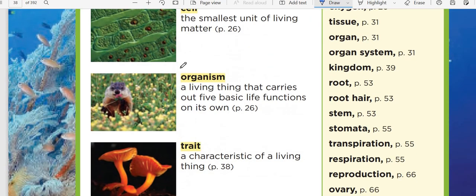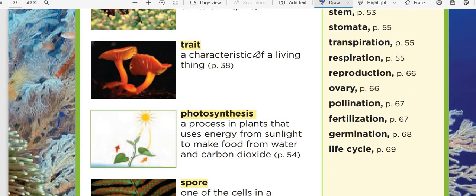Okay, what is the organism? It is the living thing that carries out five basic functions of its own, and we are going to learn what the five basic functions in living organisms are. The trait means the characteristic of the living organism, something special that the organism has.